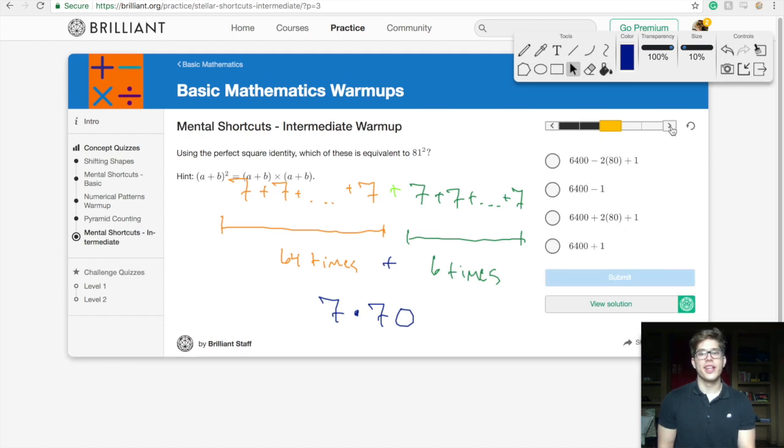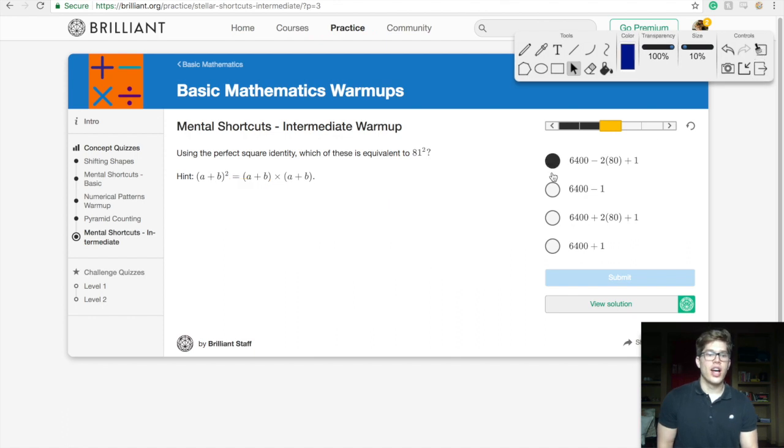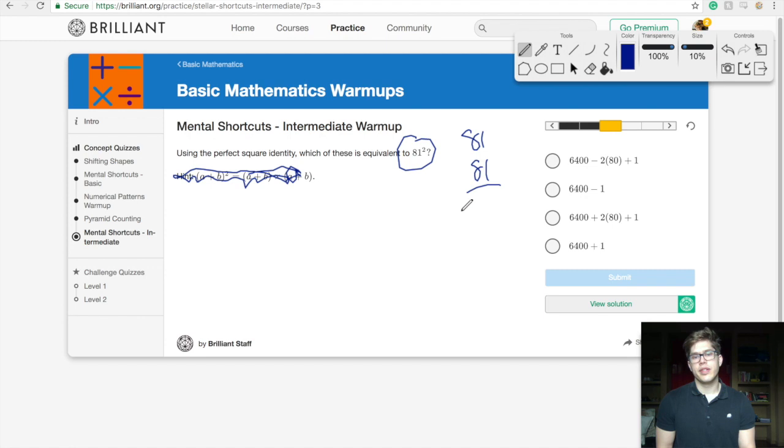Here we go. Again, I don't like these hints they give us. I'm going to try to mark them out. The hints give too much away. Using the perfect square identity, which of these is equivalent to 81 squared? All right, well, of course we know that 81 squared is just 81 times 81. But lots of times this is tedious. You don't want to do it. How can we figure out a better way?